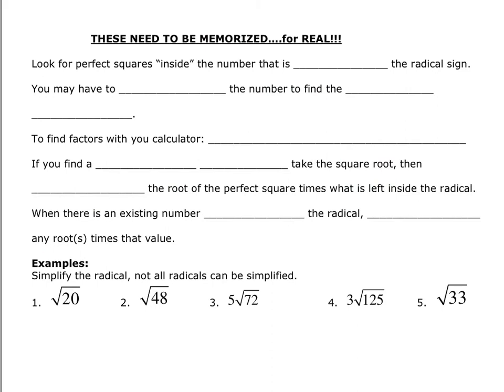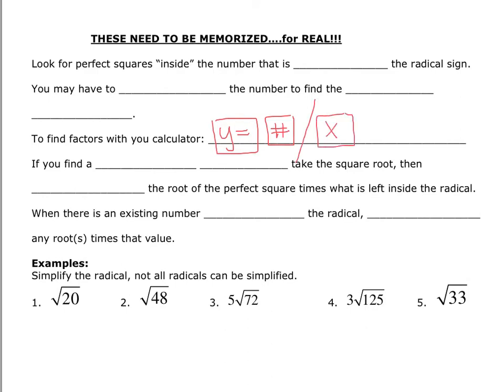To find factors, if you're bad with factoring, you can use your calculator. What you're going to do is in y equals, put whatever number you're trying to find factors of. Let's just say it's 46. You're going to go to the y equals button and put in the number you want to find the factors of. Then you're going to divide that by x.